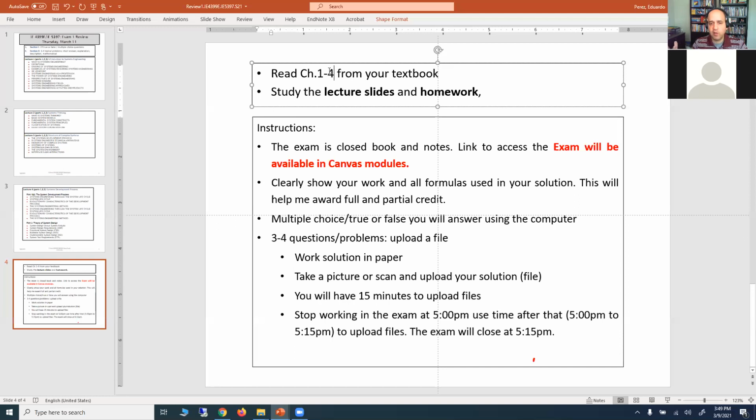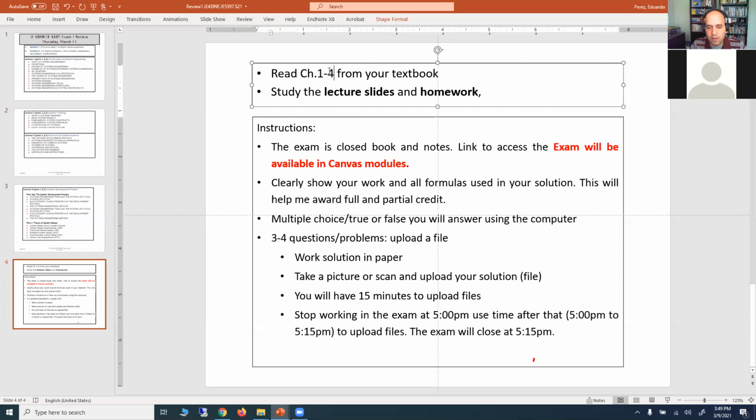The exam is going to be closed book and notes. So make sure that you study for the exam. I'm going to turn off the modules during the exam, so you will not have access to them. So in preparation for the exam, make sure that you go through those and you're ready for the exam at 3:30 on Thursday.